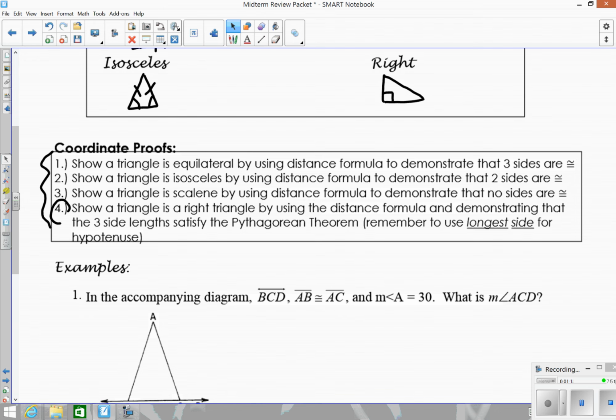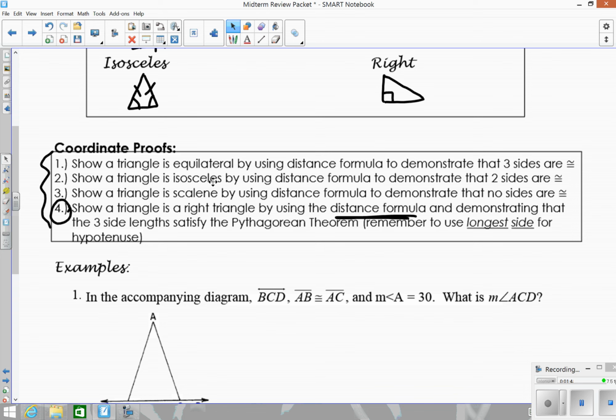Keep in mind for number 4 here, showing that a triangle is a right triangle, you can use the slope formula to show that the two sides that form the right angle have negative reciprocal slopes, meaning they're perpendicular. Or another way is to use the distance formula. If you find the length of all three sides, you can then plug those three lengths into the Pythagorean theorem and make sure that it checks out. If it checks out, then we have a right triangle. Otherwise, you do not have a right triangle. So there's two ways of doing that.